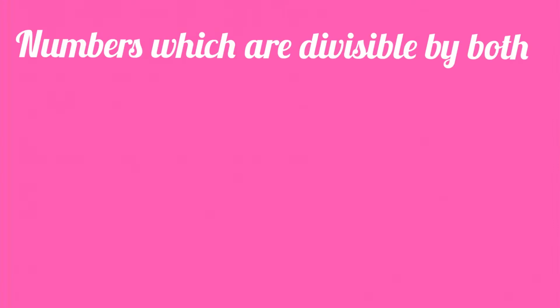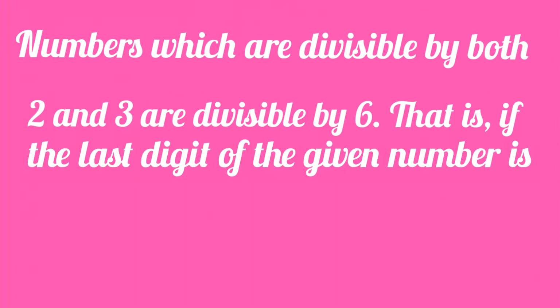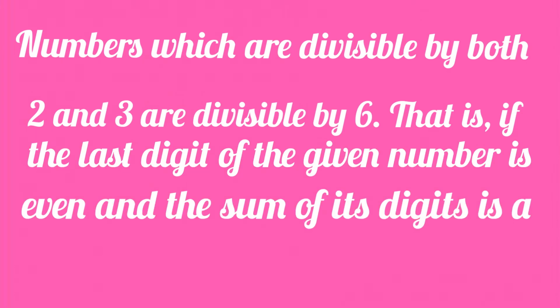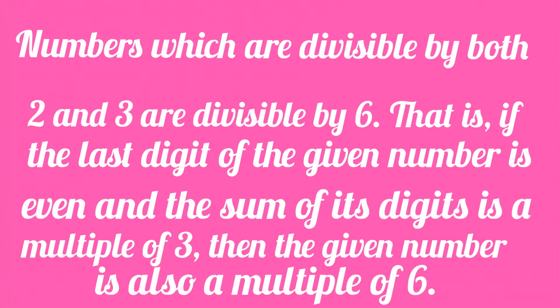Divisibility by 6. Numbers which are divisible by both 2 and 3 are divisible by 6. That is, if the last digit of the given number is even and the sum of its digits is a multiple of 3, then the given number is also a multiple of 6.